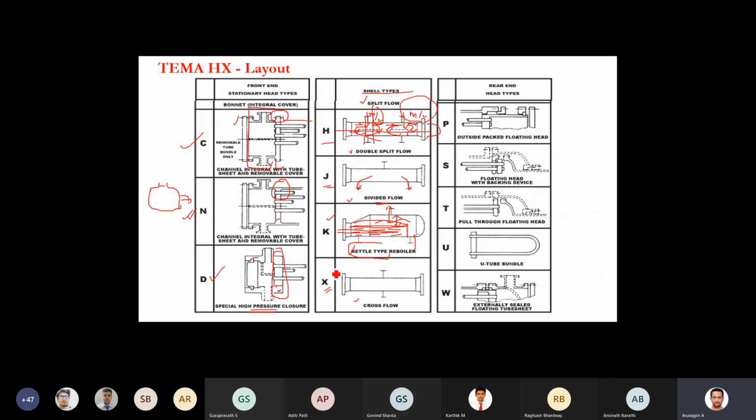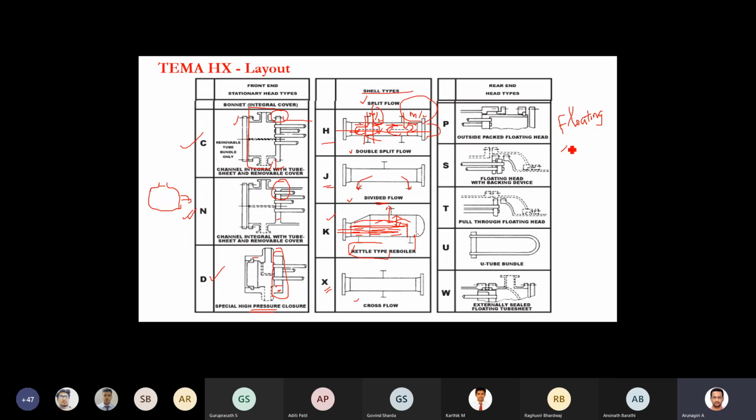Apart from that, you have five more types: P, S, T, U, W. These exchangers are normally used for floating head exchangers. Fixed tube sheet means the tubes are fixed with your tube sheet, welded with your tube sheet. You cannot remove the tube bundle, because this fixed tube sheet is attached with your shell. So for cleaning purposes, it is very difficult. You cannot remove the tube bundle.